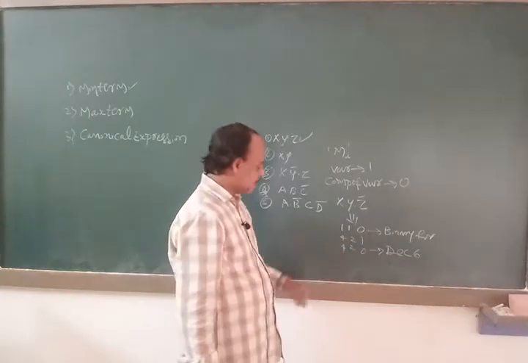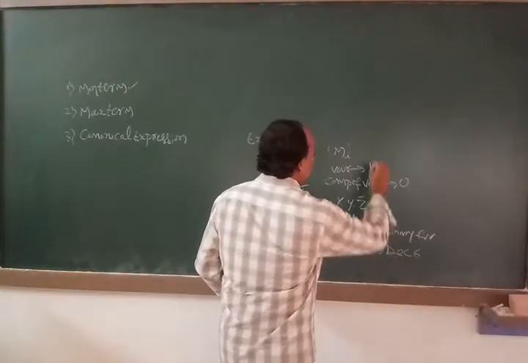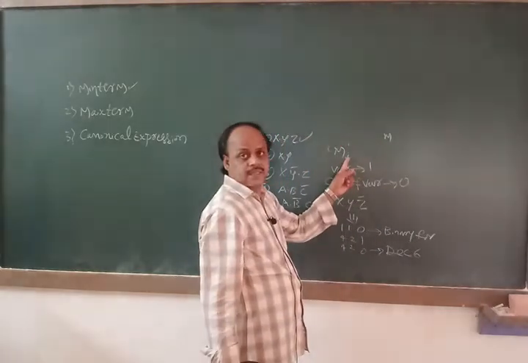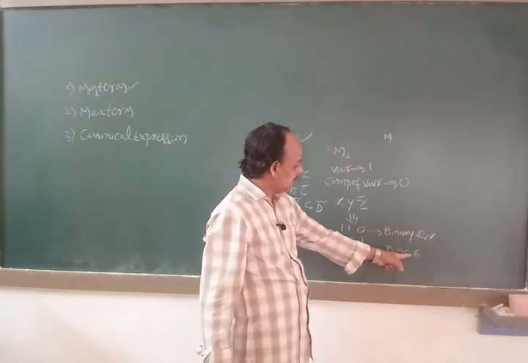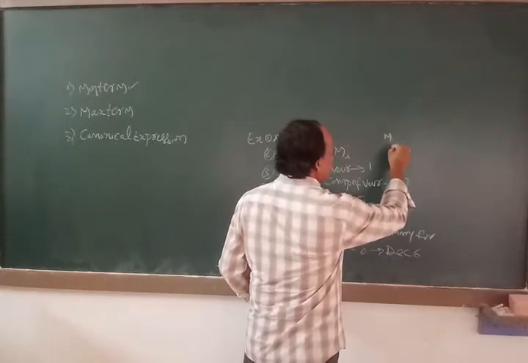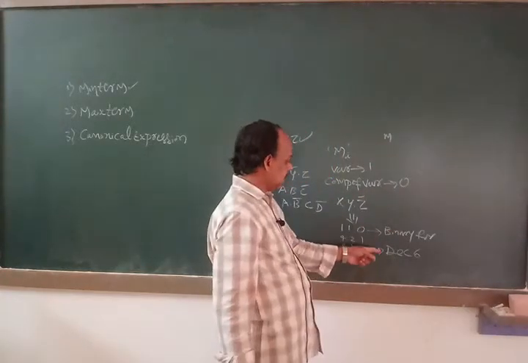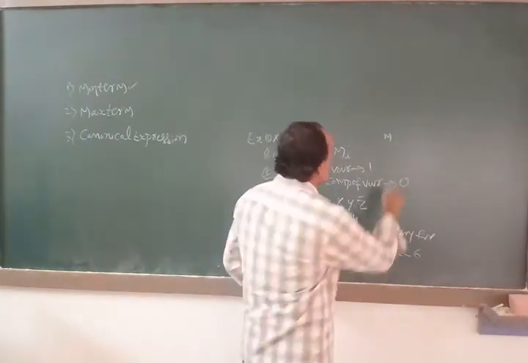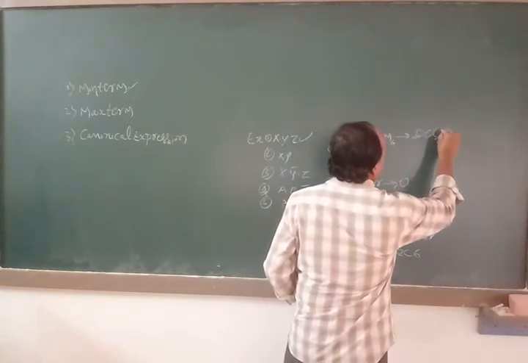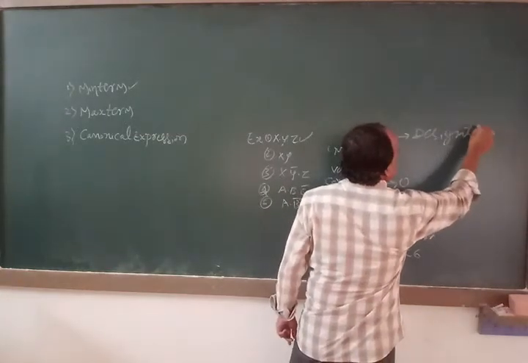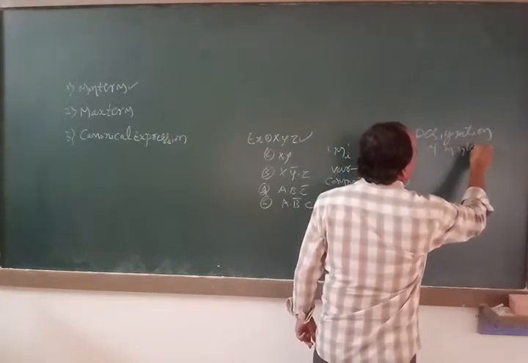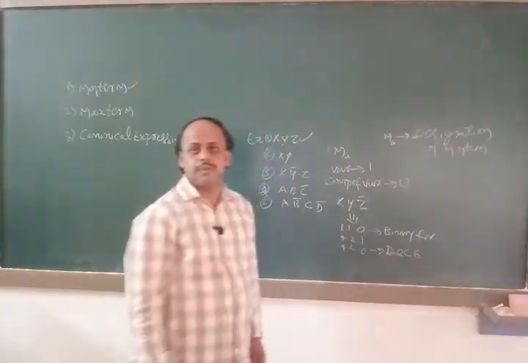So how to write the min term designation? A min term is indicated by small m with a subscript. The subscript i represents the decimal equivalent of its binary form. That is 6. So m6 is nothing but the designation of the min term.